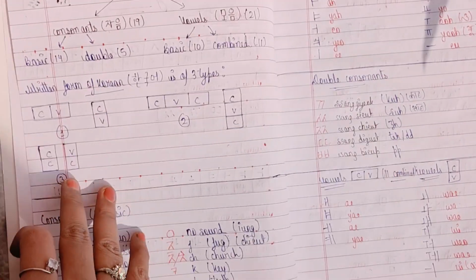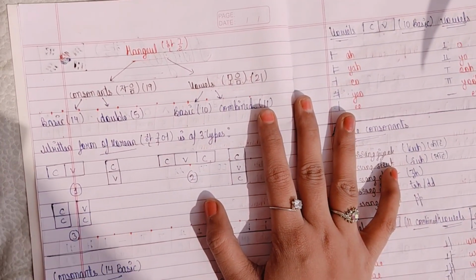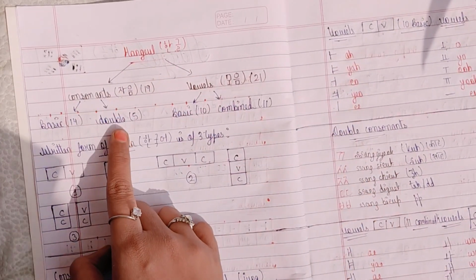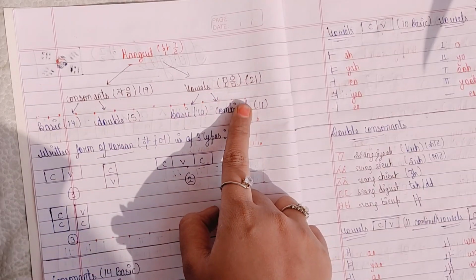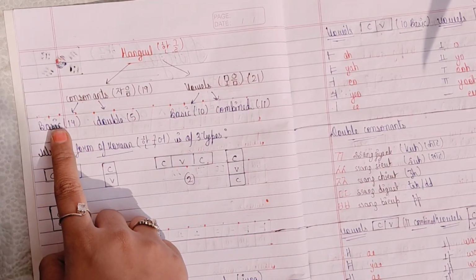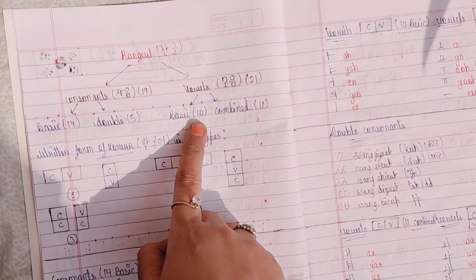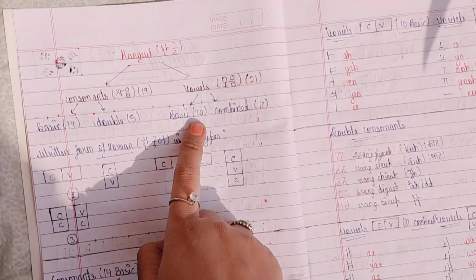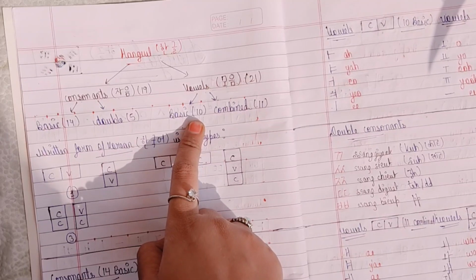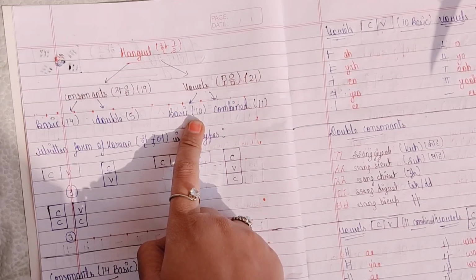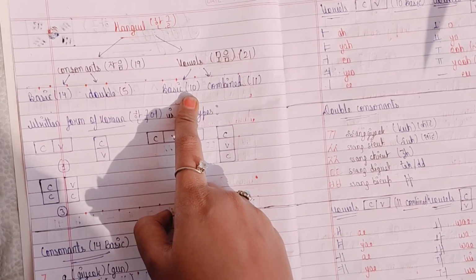So we'll be starting this class with double consonants and combined vowels. I've already covered the basic consonants and the basic vowels. I hope you guys have revised all those previous things. If anybody has not seen the video, I'll be attaching the link in this video as well. Please do that before doing this class, otherwise there will be a lot of confusions that might arise and it will be a bit difficult for you guys to cover up.